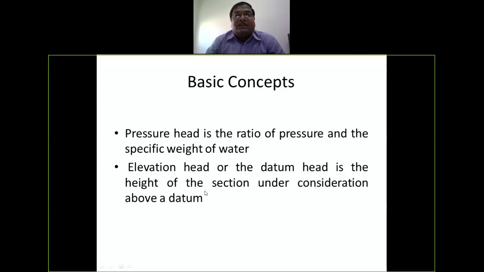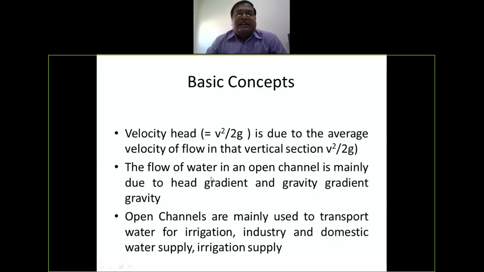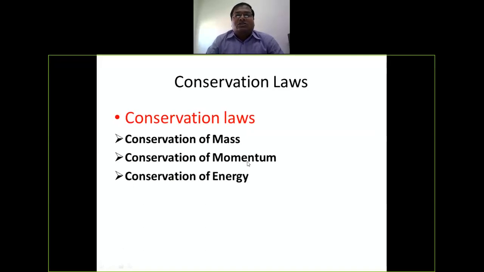Right now we are discussing some concepts of open channel flow. Velocity head, as you know, is v square by 2g, and is due to the average velocity of flow in that vertical section. The flow of water in an open channel is mainly due to the head gradient and gravity gradient. Open channels are mainly used, as we have already discussed, to transport water for irrigation, industry and domestic water supply.